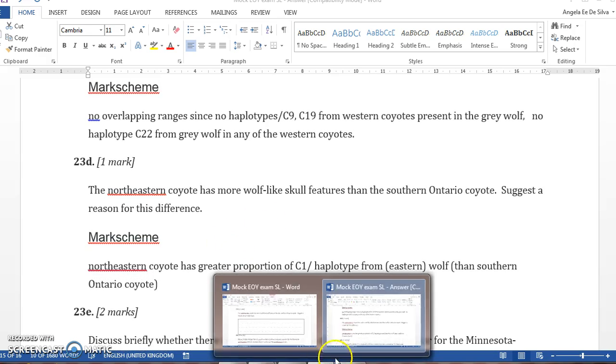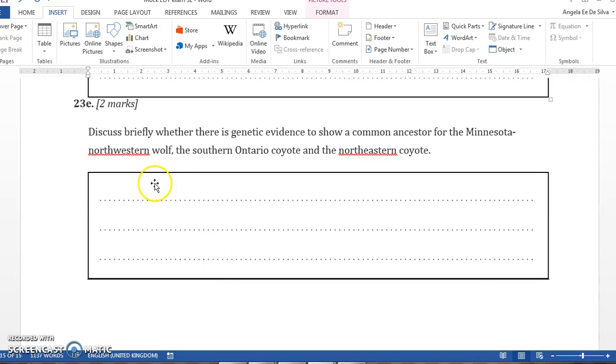Okay, right. And I think the next question would be the last question. Discuss briefly whether there is genetic evidence to show a common ancestor for the Minnesota Northwestern wolf, the Southern Ontario Coyote, and the Northeastern Coyote. So basically they're asking, give us the evidence to show that the canine species from these 3 areas have a common ancestor. If they all have a common ancestor, then they need to have mitochondrial DNA haplotypes from one particular origin species.